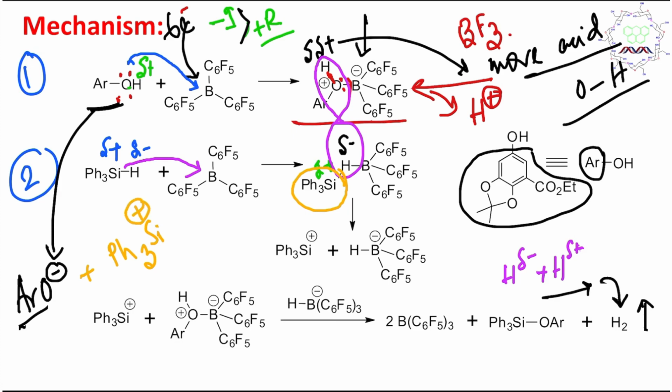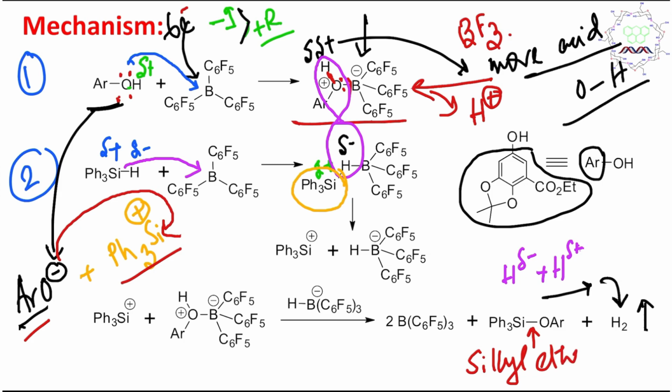Now what you can expect: this O minus can attack this central silicon and ultimately it produces a silicon-oxygen bond. You can consider this a silyl ether, meaning one side of this ether oxygen is silicon and the other side is carbon or aryl. So that's why this is a silyl ether. By the way, I have already discussed silyl ether preparation in many lectures, so this is another strategy. In this way we are producing one molecule of hydrogen along with that silyl ether.